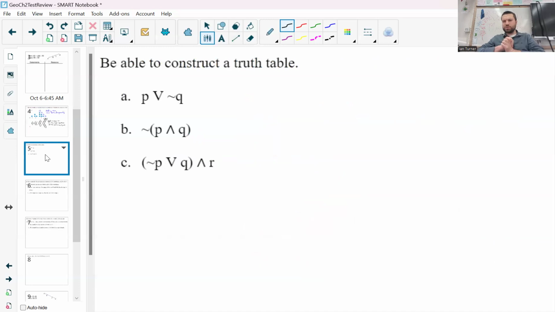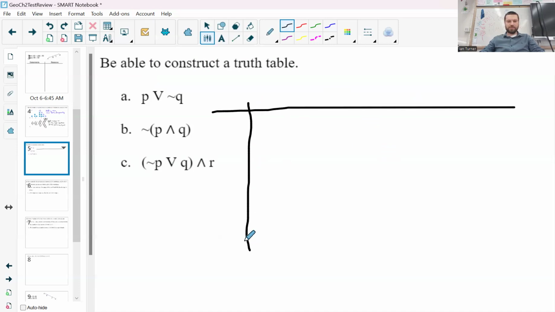Remember, the first half of this review is stuff you did on the quiz. If you haven't come and picked up your quiz, come in on Monday, or not Monday, we don't have school Monday. Come in on Tuesday and pick up your quiz.